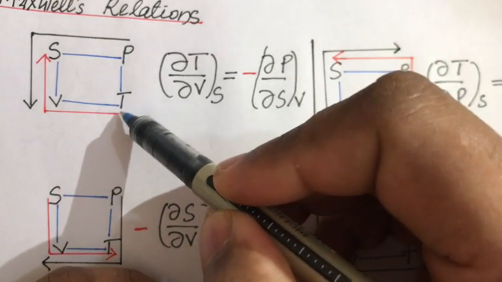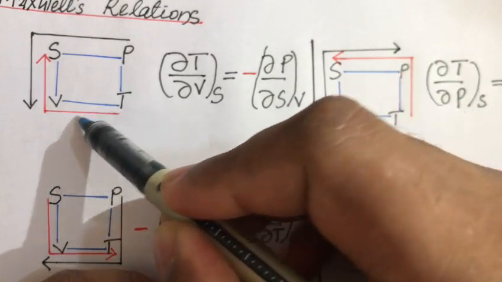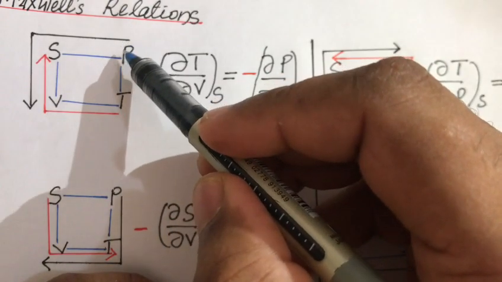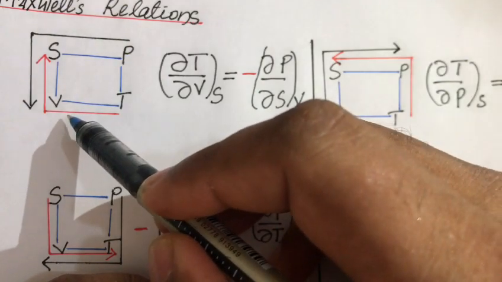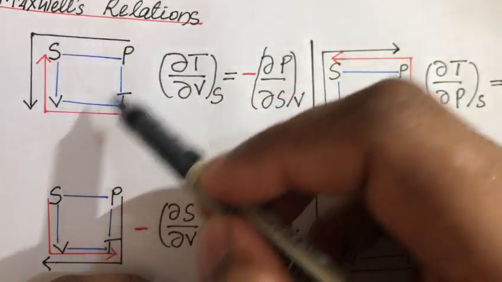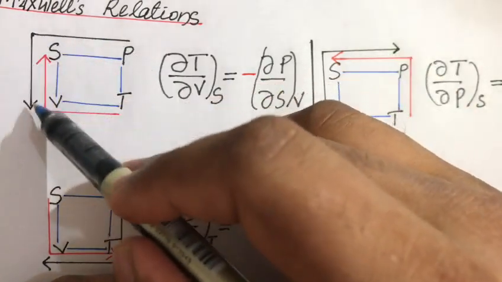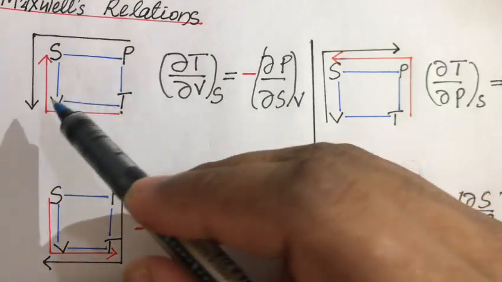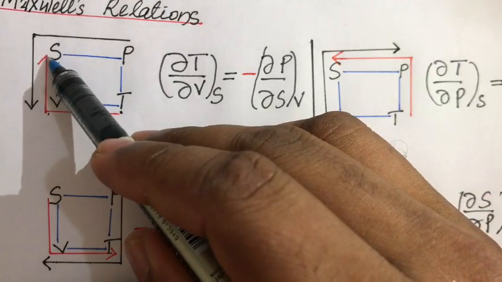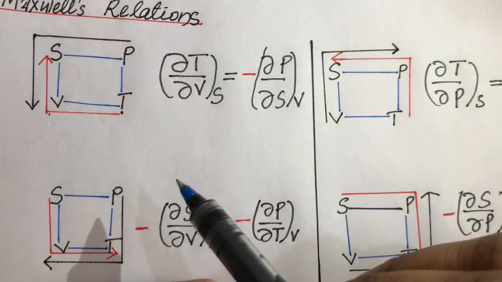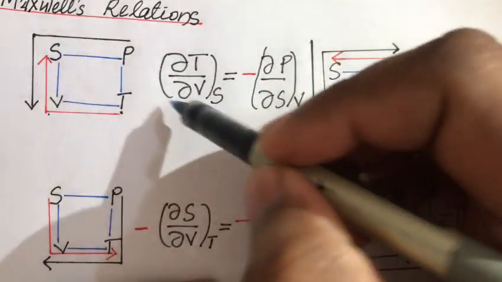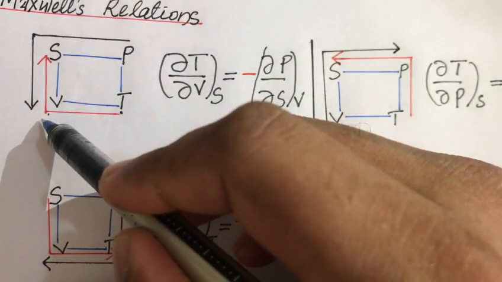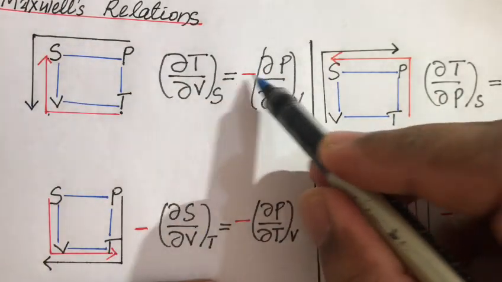Now we want to generate our first Maxwell relation. We start a red line from T, and draw another line just covering this arrow, that is P, S, V. Now how does the relation come? We start from here: dou T by dou V at constant S. Since the arrow is upward, it is positive. Now dou P by dou S at constant V. Since the arrow is downward, it is treated as negative.